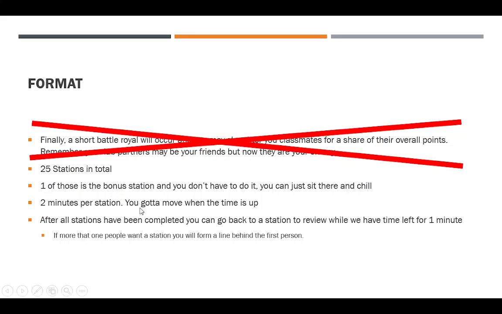After all the stations have been completed, you can go back to a station and review while we have time left, for 1 minute. So there'll be a couple minutes left over at the end. You can look at it until a minute is up, and then you have to move. If more people want to look at that station, you can form a nice, formal line behind them. Don't shove people. And then after a minute, you can go and do that.